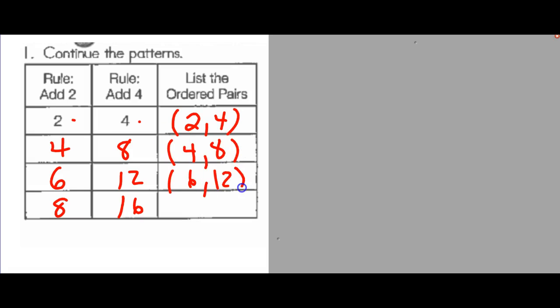This side here says the rule is add 4. So I start with 4, I add 4, I get 8, I add 4, I get 12, and then I have 16. Now we're going to write this out as a set of ordered pairs. So this is 2, 4, coming from here and here. Now we're going to write our next ordered pairs, which are 4, 8, and then 6, 12, and 8, 16.